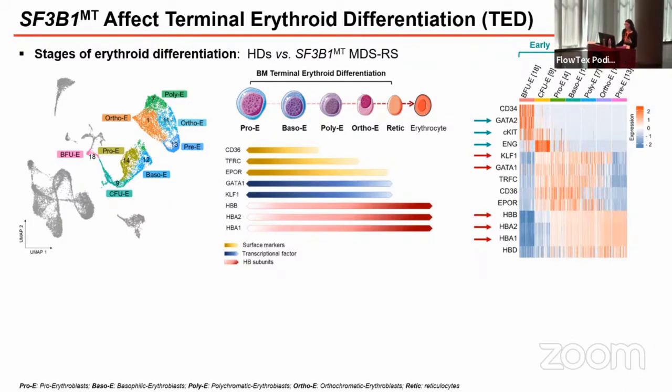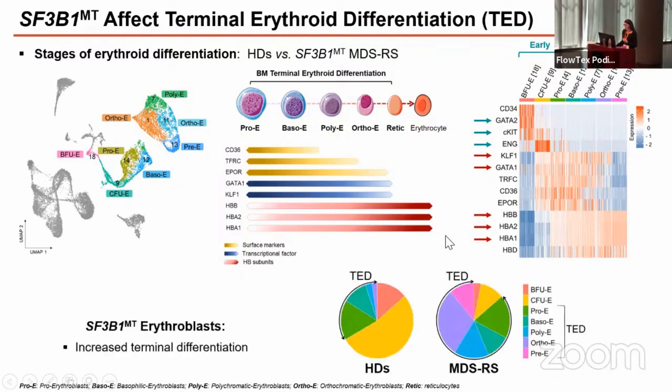The erythroid differentiation has two phases. One is the early differentiation, where we have surface markers like c-kit or endoglin. Then we move towards a more terminal erythroid differentiation that starts at the proerythroblast and is characterized by the expression of KLF1, GATA1, and the globin genes. What we saw here is that patients with MDS and ring sideroblasts show an increased frequency of terminal erythroid differentiation, basically at the level of the orthochromatic erythroblast.